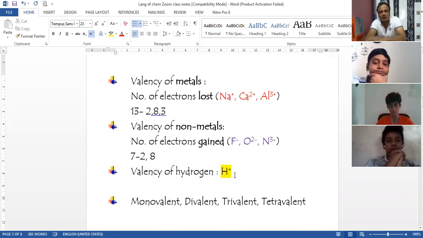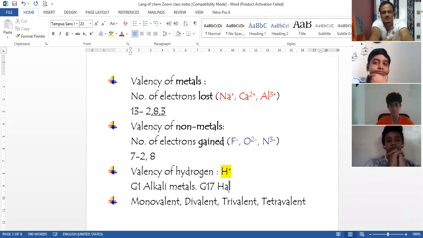Now I hope I have explained it in grade 8 that hydrogen in the periodic table can be found in 2 different places. One is in group 1 along with alkali metals, and it is also found in group 17, that is halogens. So you can find hydrogen in these 2 places. That is because hydrogen has a very unique property, that it has 1 electron in the outermost shell. So the electronic configuration is 1.